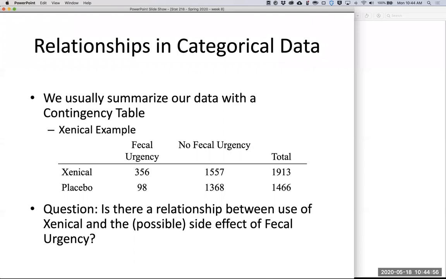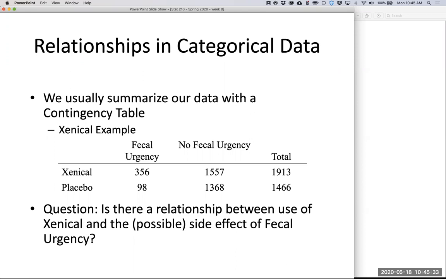But no one who's participating in the study is going to be expected to know the term fecal urgency, what it medically means. And so they simply asked people, have you had explosive diarrhea at any point in time in the last 3 months since beginning the medication? Now, because it was a randomized controlled double-blind study, no one knew whether they're in the treatment group or the control group. But here are the data. 1913 individuals taking Xenical, 356 experienced fecal urgency. 1466 in the placebo taking control group, and 98 experienced fecal urgency.